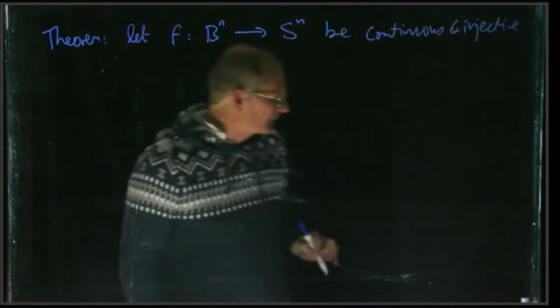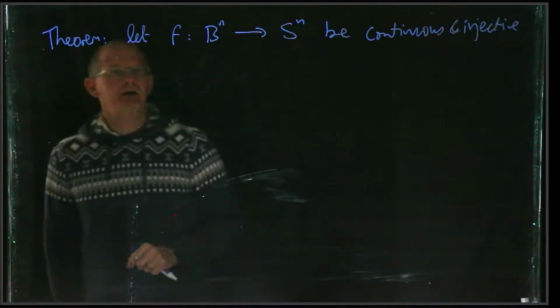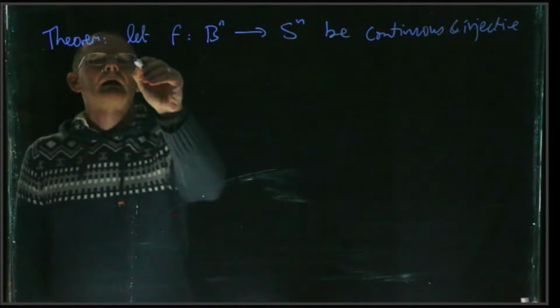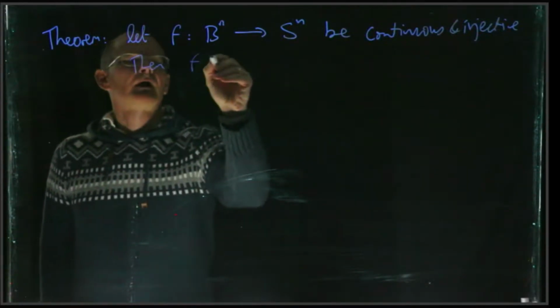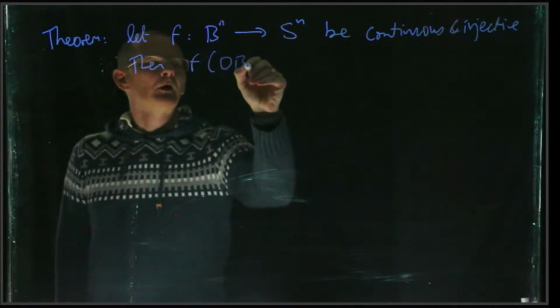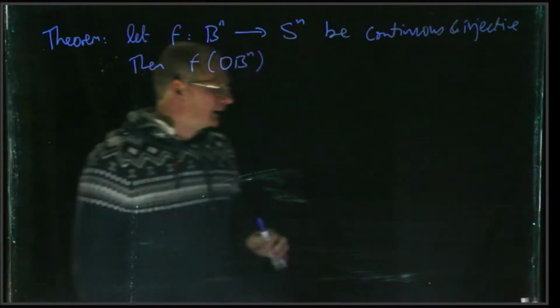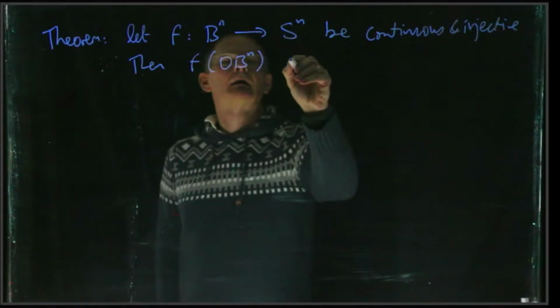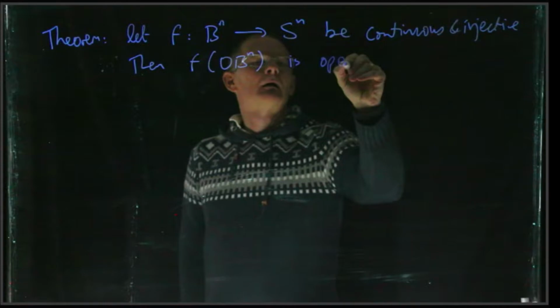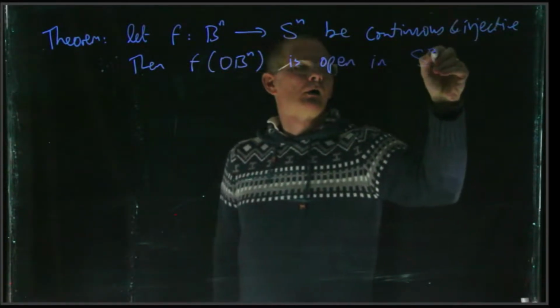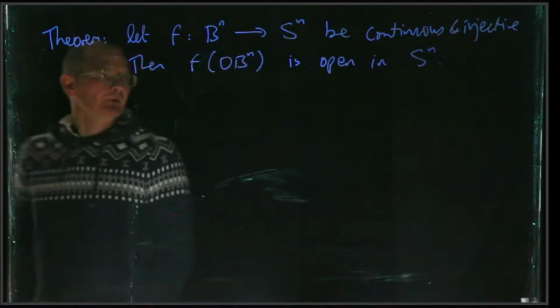Okay, so we've got a continuous injective map f from the n-dimensional ball to the n-dimensional sphere. Then the claim is that if we look at the open ball inside the closed ball, f of the open ball is actually an open set.